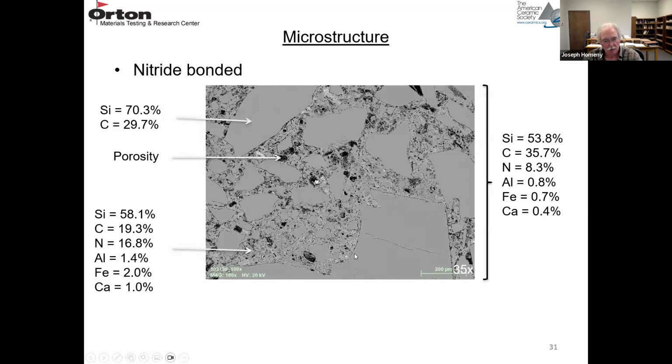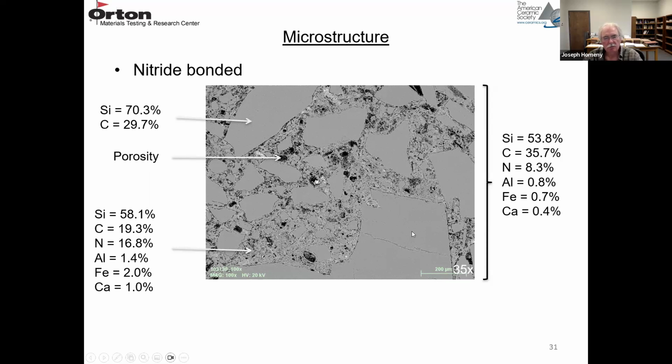This is one that I actually looked at. This is a 35x micrograph of a nitride bonded silicon carbide. So when you do the EDS analysis, you have silicon about 54 weight percent, carbon about 35 weight percent, and nitrogen about 8 weight percent. And then you have aluminum, iron, and calcium impurities.